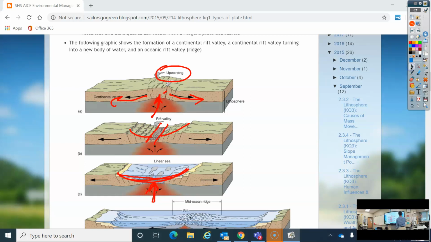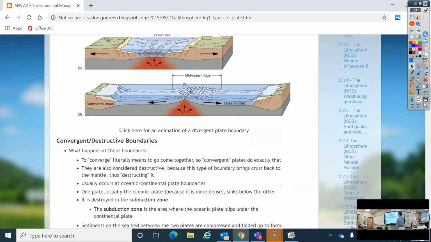And then finally, let me get rid of all that. Finally, what happens is that you have the mid-oceanic ridge, which is basically your line of mountains. In the middle is going to be a rift, which is where the new magma is continuously being spread. So these are your underwater mountain ranges, usually found from these divergent plate boundaries.